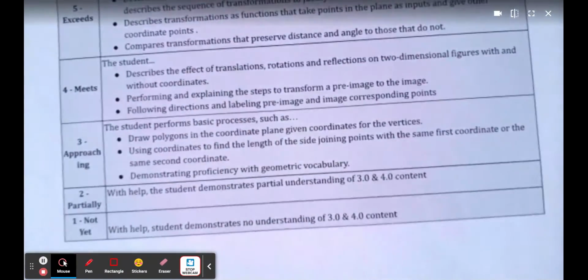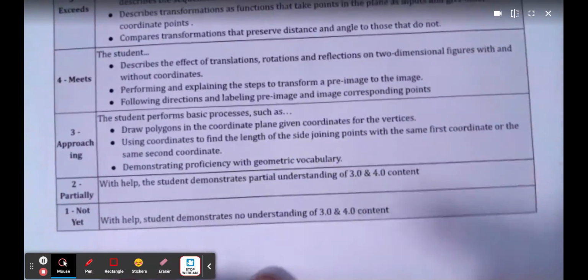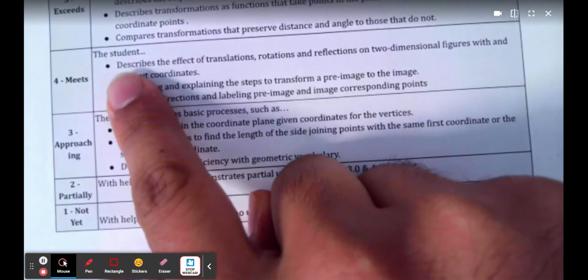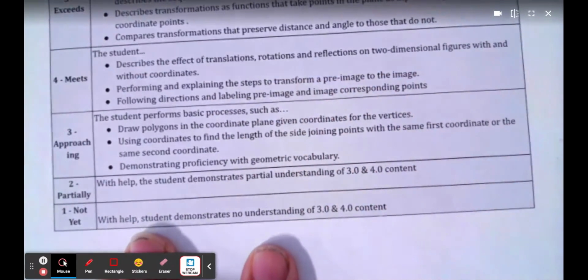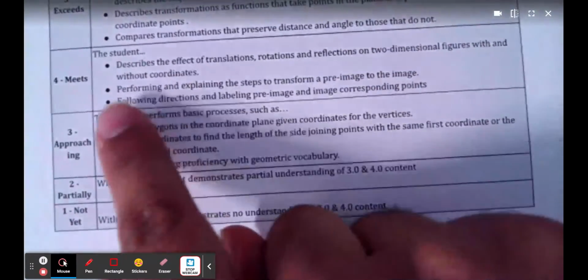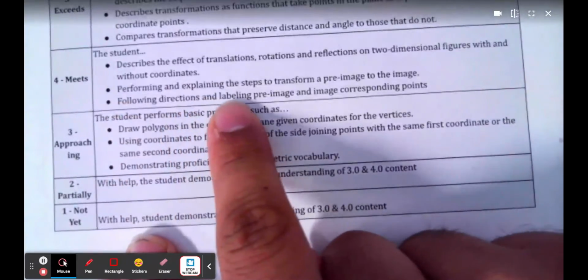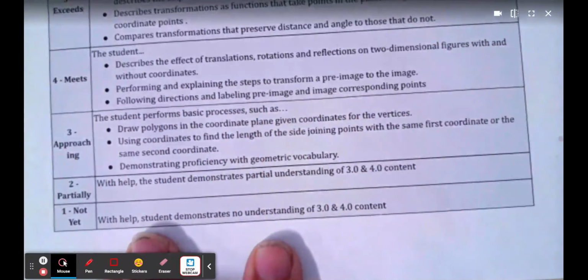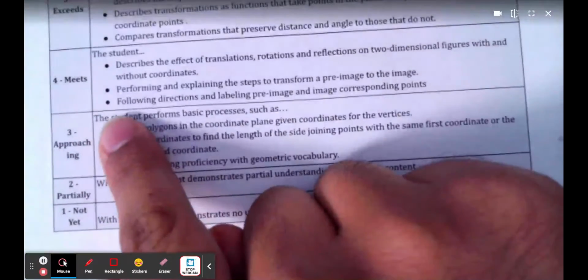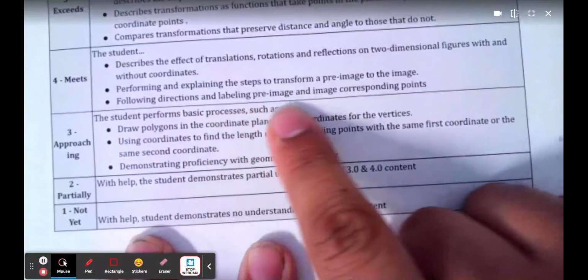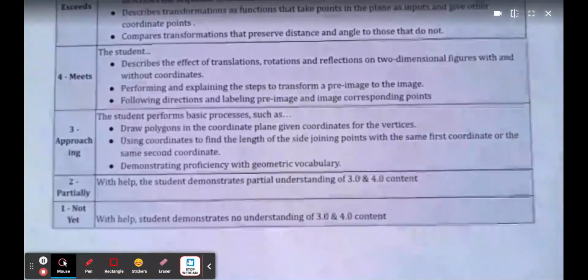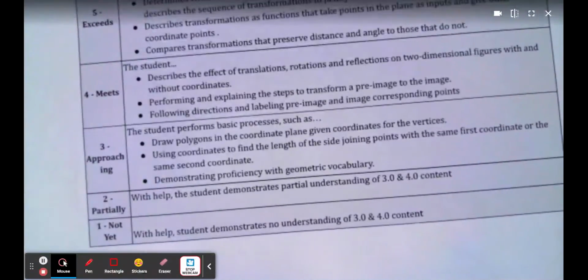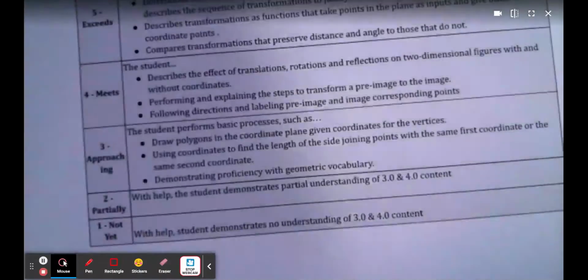A 4 is what a student needs to do in order to show mastery of that subject. In this case, for GA1, it's to describe the effects of translations, rotations, and reflections on two-dimensional figures with and without coordinates. It's being able to perform and explain the steps to transform a preimage to an image, and to follow directions by labeling preimage and image points correctly. So let's go ahead and look at an example of a 4-point response.